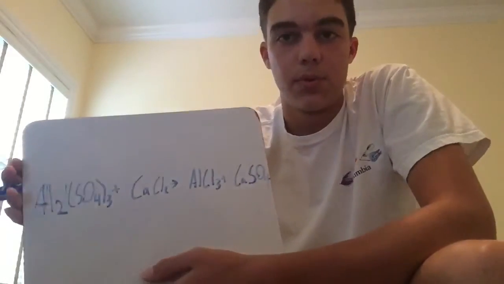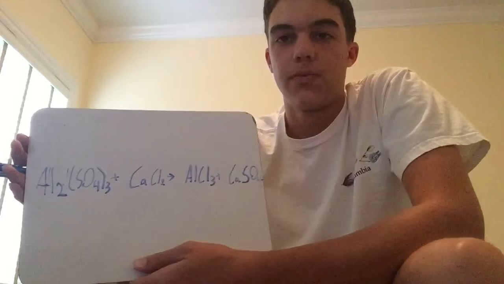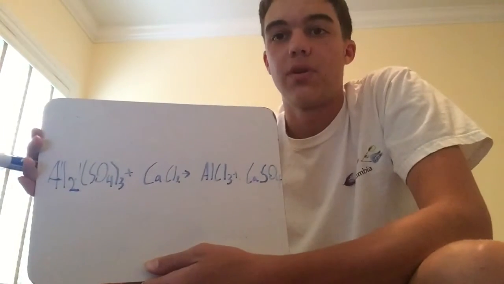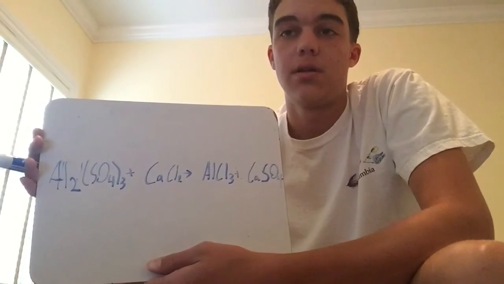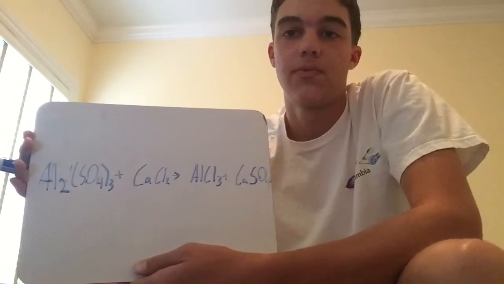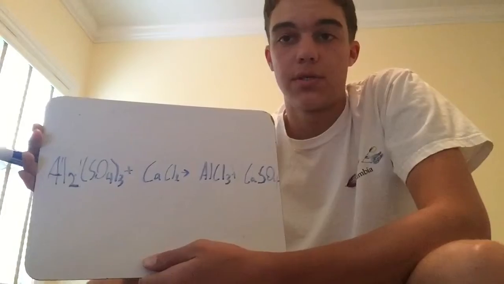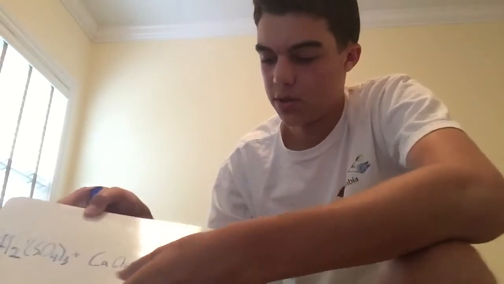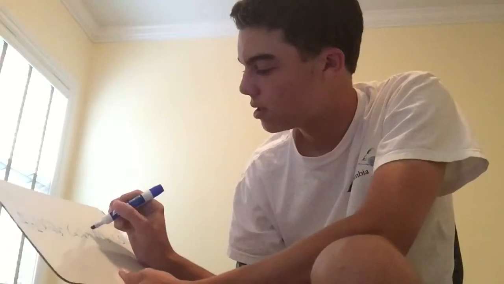For our last example, we'll do a little bit more complicated one. Here we have aluminum sulfate plus calcium chloride yields aluminum chloride plus calcium sulfate. So first thing we want to do is start on the left, and it's also the most complicated one, so that helps. Since we have 2 aluminum here, and we have 1 here, we'll go ahead and make this right here 2.